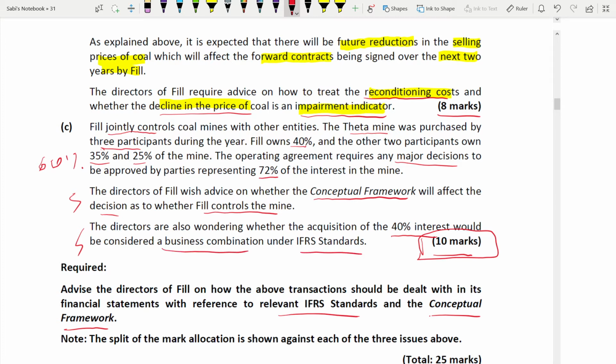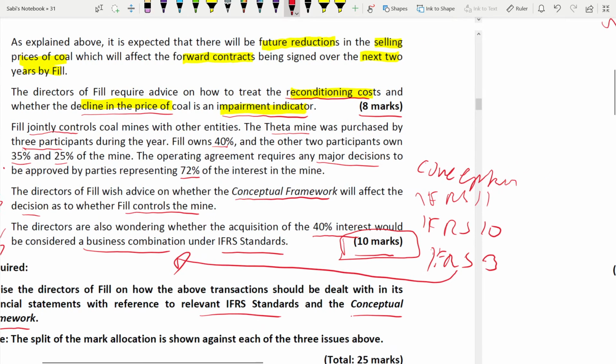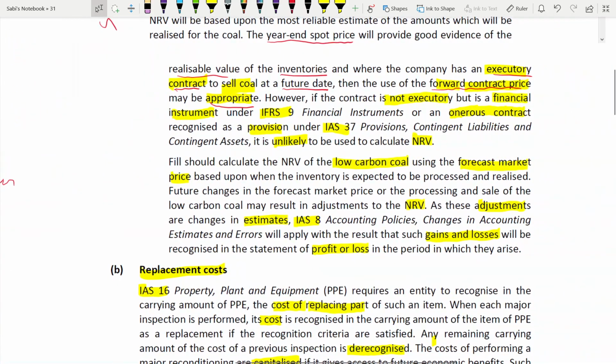So many standards are asked here. One is IFRS 11, joint control. The other one is IFRS 10 to define control. One is the conceptual framework, the first one, and the other one is IFRS 3, which is the last one here, the business combination. So many standards in this. So let us go through C.